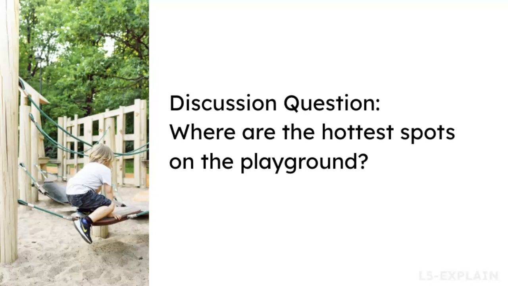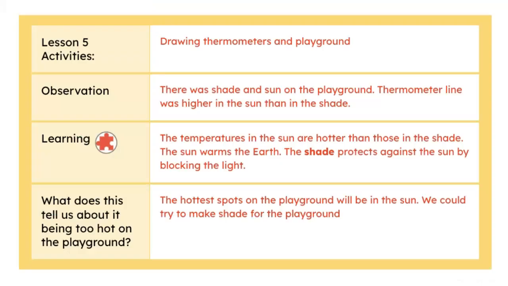In the Explain portion of the lesson, students will analyze and compare temperatures in the sun and the shade. You will invite them to gather for a class discussion to share their findings from their temperature comparisons on the playground. Use the provided questions to guide your discussion around where are the hottest spots on the playground. The goal of this discussion is to identify that spots in the sun are hotter than spots in the shade.